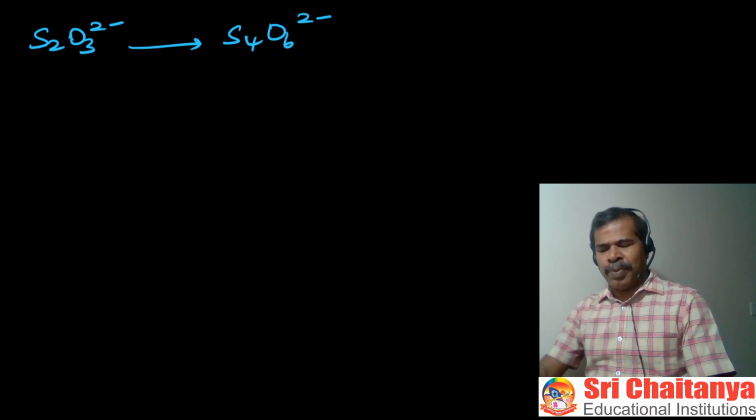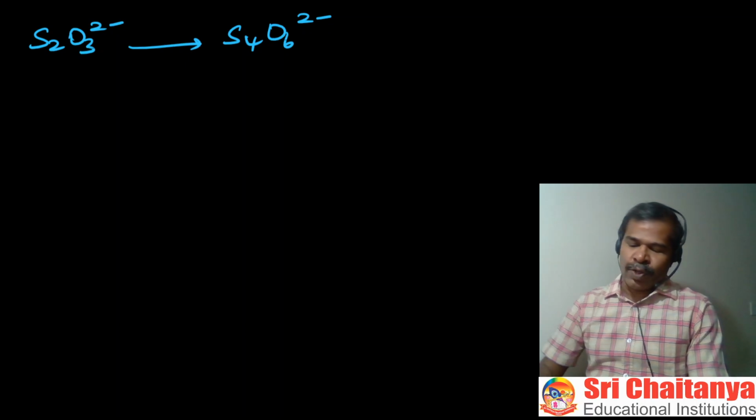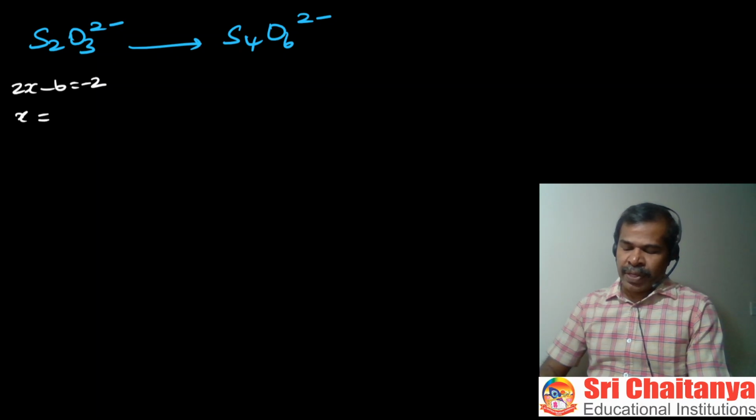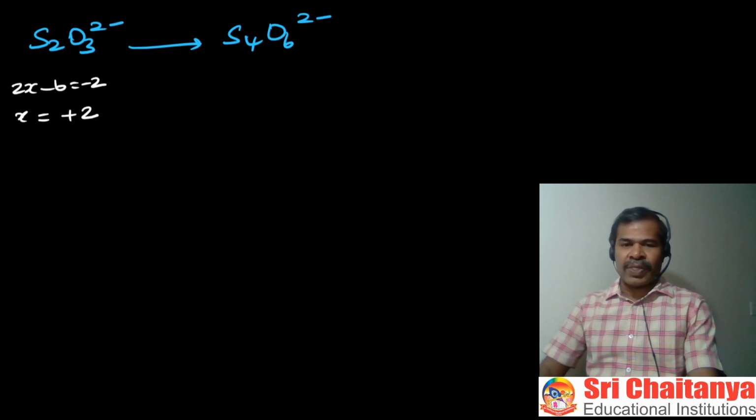Let the compound be any complex, you need not worry about it. You find out the average oxidation number to find out the n factor. So let us take the average oxidation number on the left side. 2x minus 6 equal to -2, so x is equal to +2. So the oxidation state of sulfur in thiosulfate is +2, that is the average oxidation state.